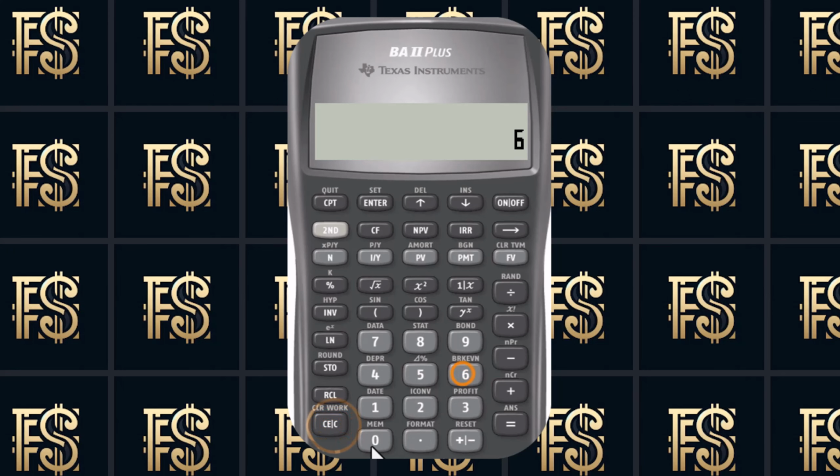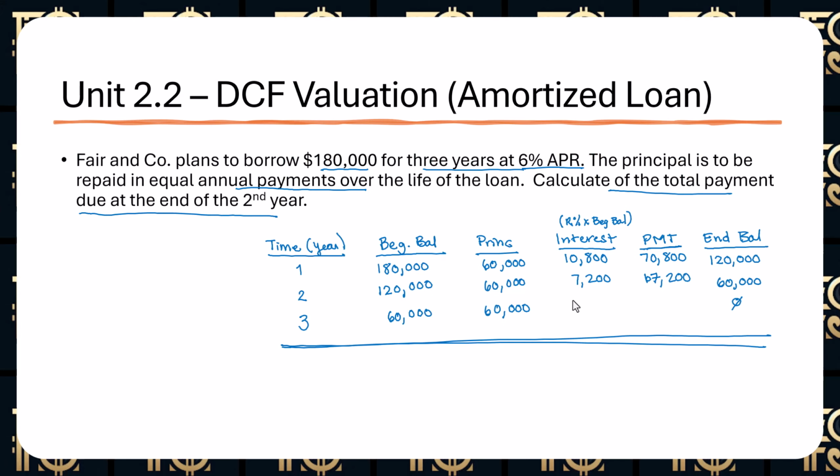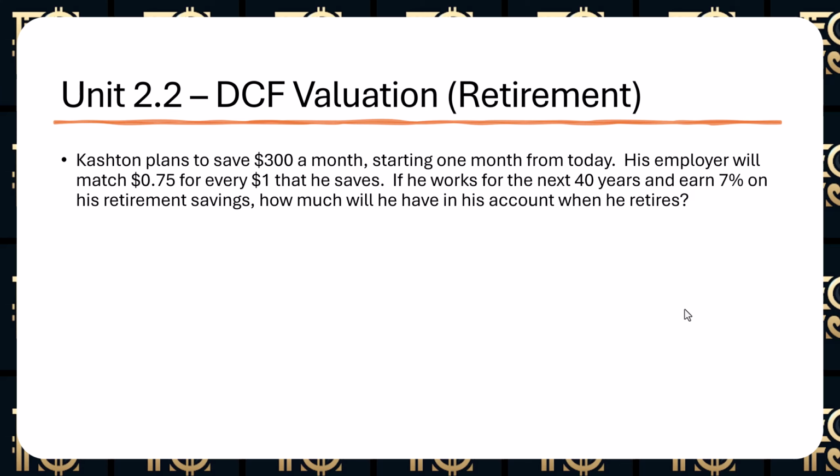We'll take the $60,000 that is due at the beginning of year 3. We will multiply that by 6%, and $3,600 will accrue in interest. That means that their final payment made for this loan would be $63,600.